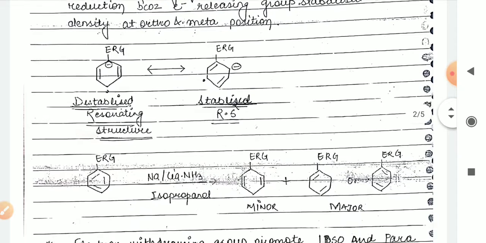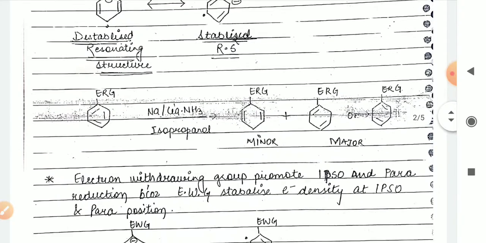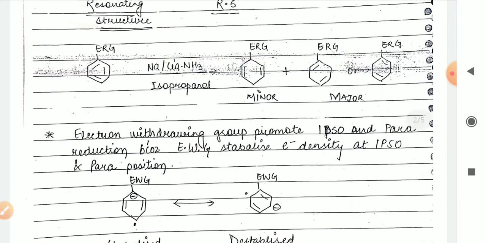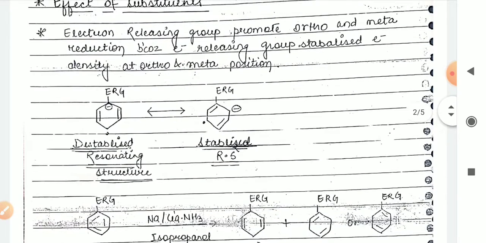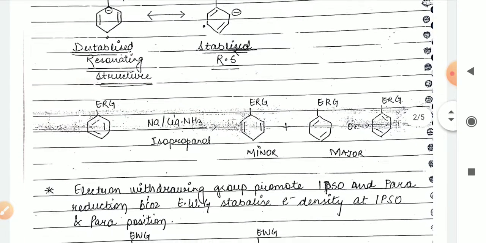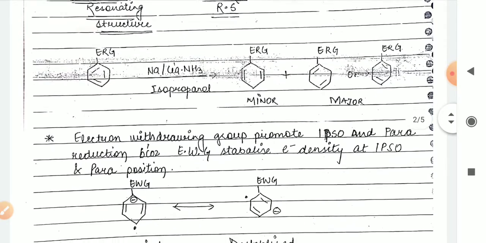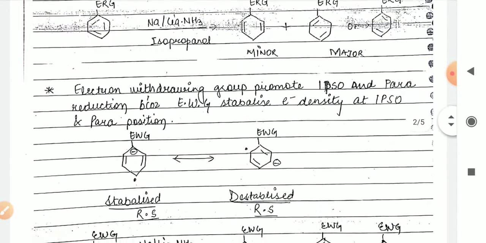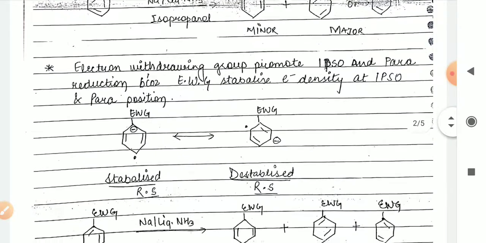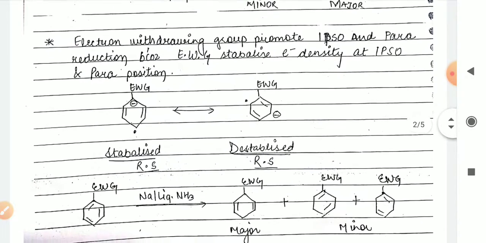So you can see here, when an electron withdrawing group is present, then the major product forms accordingly. You can see in this reaction that the electron withdrawing group promotes ipso and para reduction. When an electron releasing group is present, the product is at the ortho and meta positions, because high electron density is present at those positions. When an electron withdrawing group is present, it promotes ipso and para reduction, because the electron withdrawing group sustains electron density at the ipso and para positions.